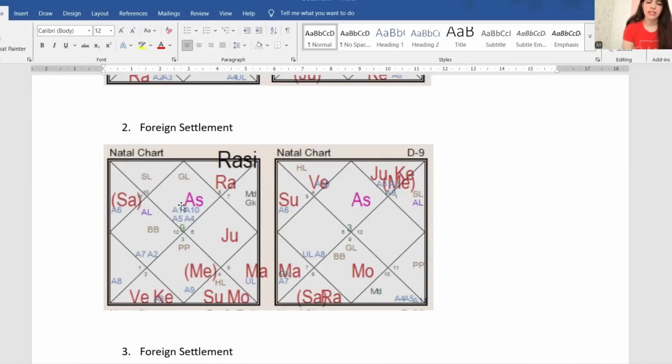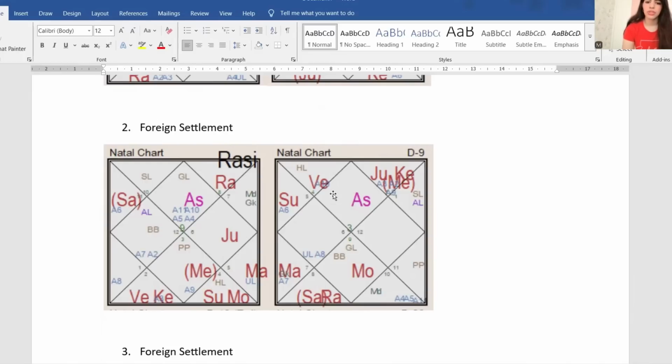And I told you one of the combinations for foreign travel and foreign settlement. This person has also traveled to a lot of places. And you have Rahu and Moon connected. They are in trines with each other. So this is one of the combinations that indicates that the person can travel a lot.